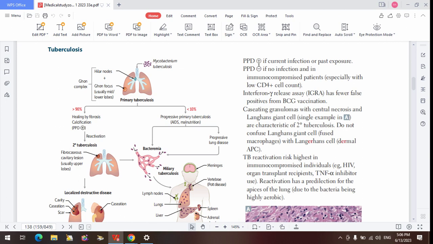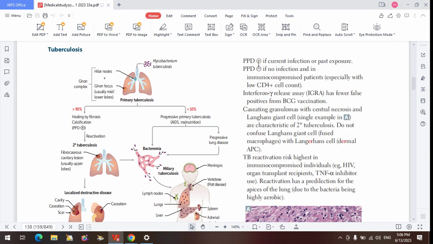So the cutoff for someone that has HIV is like 5 mm or so. While someone that has a normal immune system, I think is about 15 mm, but we should not worry ourselves about that. So PPD is not specific. It can be positive both in someone that has a current infection or past exposure, because both of them have been exposed to those tuberculosis antigens before.